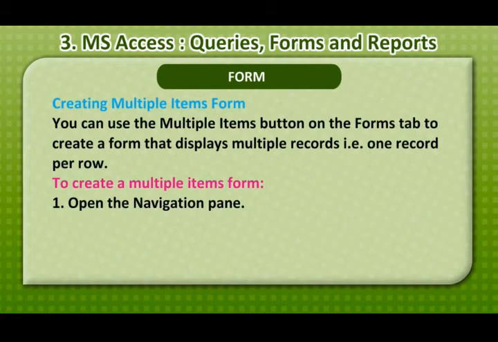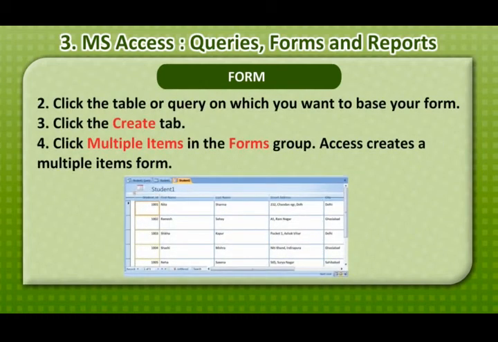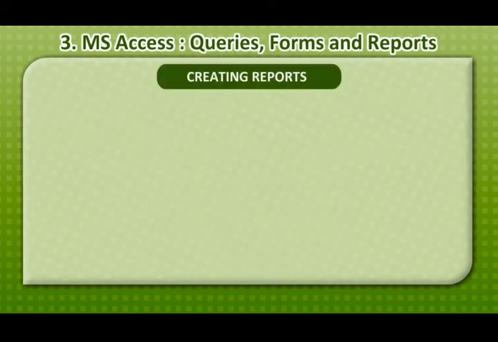Creating a multiple items form. To create a multiple items form, you have to display multiple records in the form. Open the navigation pane for that, and click the table or query on which you want to base your form. Click the create tab, and click multiple items in the forms group. Access creates a multiple items form. This is the main advantage of using MS Access when you use it for a database.